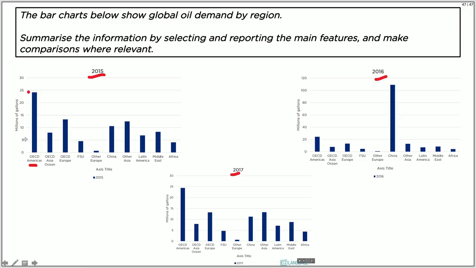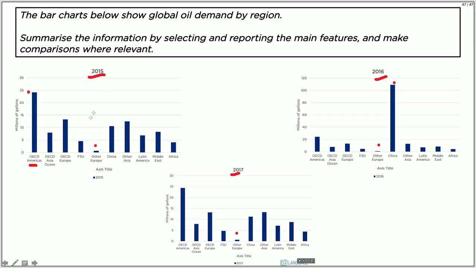gallons. Let's look at 2016. China, look at that, that's very interesting. About, what's that, 110 million gallons of oil it is demanding, or it needs, rather. Fine, and what about 2017? Well, other Europe actually, if I notice here, I can see other Europe's low significantly the whole time. But again, OECD Americas has shot up to first place again.